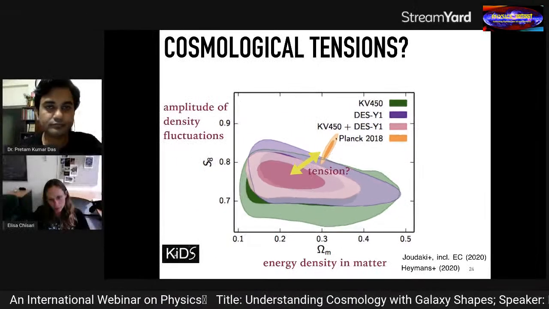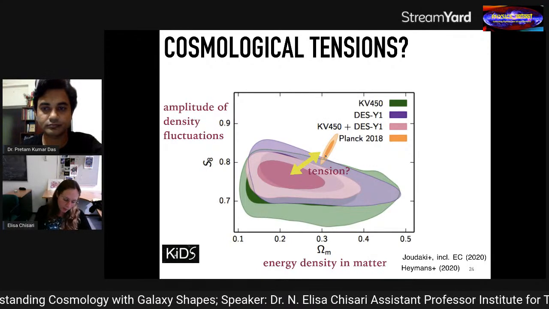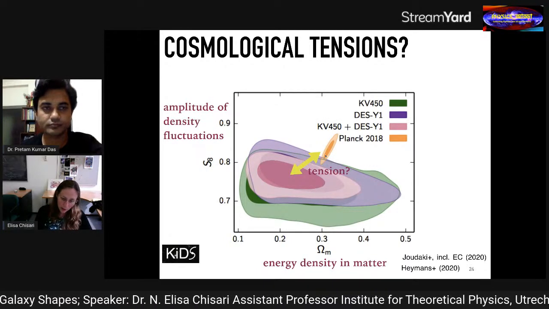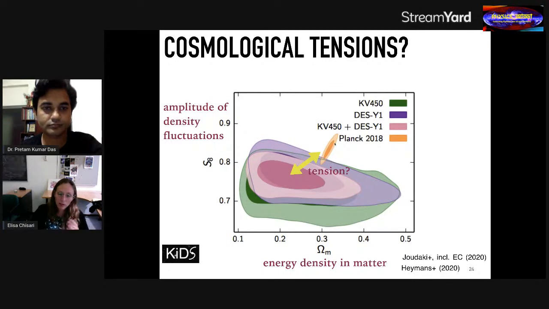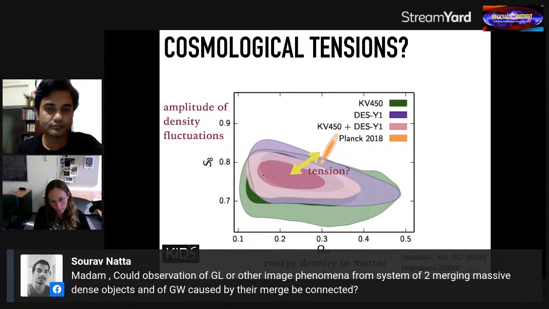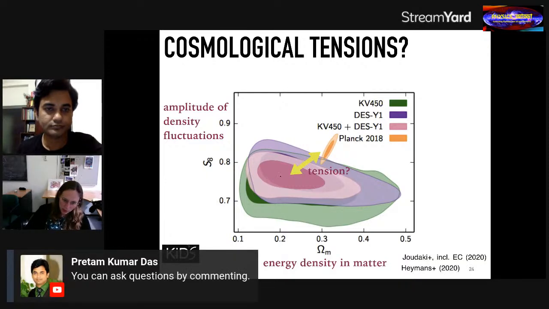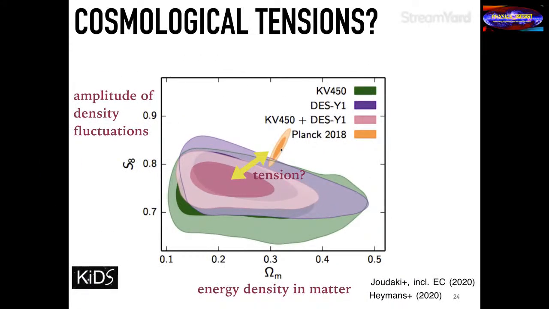For example, this orange contour comes from a measurement made on the cosmic microwave background that I spoke about before. This is a measurement made very early on in the history of the universe, and this is a measurement that we make at later times, closer to our own epoch. You see that there is a small difference between the pink one and the orange one in that they don't fully overlap. If dark energy were a cosmological constant, we would actually expect these two to fall on top of each other.